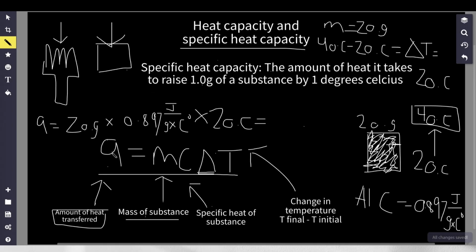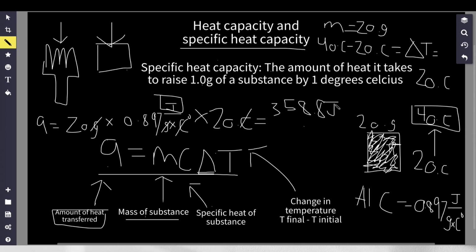Now, the answer you want to be left with in these types of problems, you want the unit to be in joules. And the way you know that you've done this problem correctly is if your Celsius cancels out, so the Celsius in the top and the bottom cancels out, and your grams cancel out. So you're going to be left with joules as your final answer. And let me just plug this into my calculator real quick. If you plug this into your calculator, you're going to get 358.8 joules.